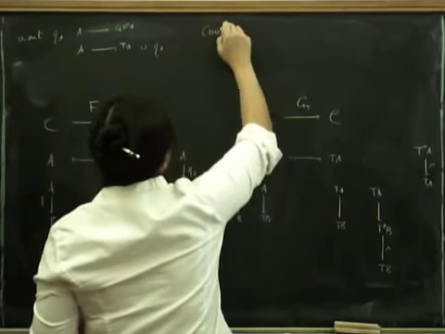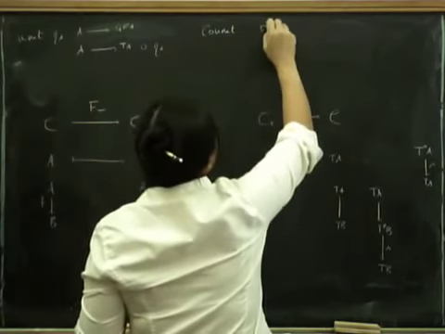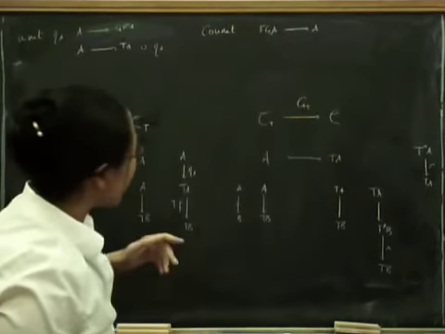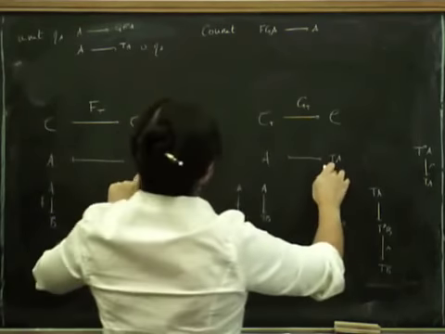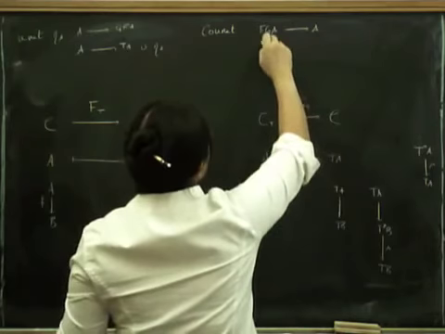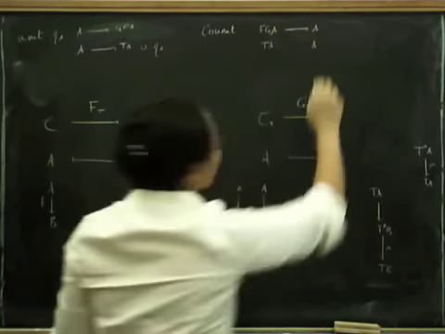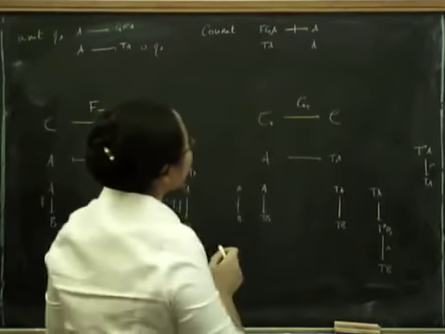What about the co-unit? The co-unit has to go from FGA to A. Well, what's FGA? GA is over here, it's TA, and then when we apply F, we just get TA, and this is A. You might think, uh-oh, what's going on? Except, of course, this has to be a morphism in the Kleisli category.